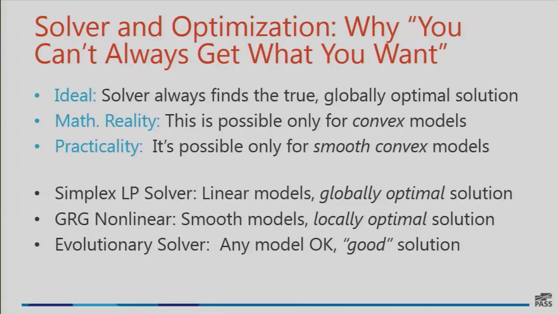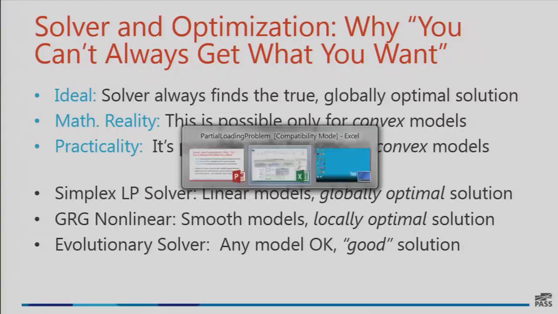So I'm going to talk in general terms first, and then I just want to show you as best I can show you. Ideally, solver would always find the true globally optimal solution, just, period, given what the model defines: this is the best possible solution that satisfies the constraints. The mathematical reality is that this is only possible for certain models, and they're called convex models in general mathematical terms. Every linear programming model is a convex model. Some nonlinear models are also convex models. And in practical terms, it's only possible to find a globally optimal solution for smooth convex models. I'll elaborate on that in a minute.